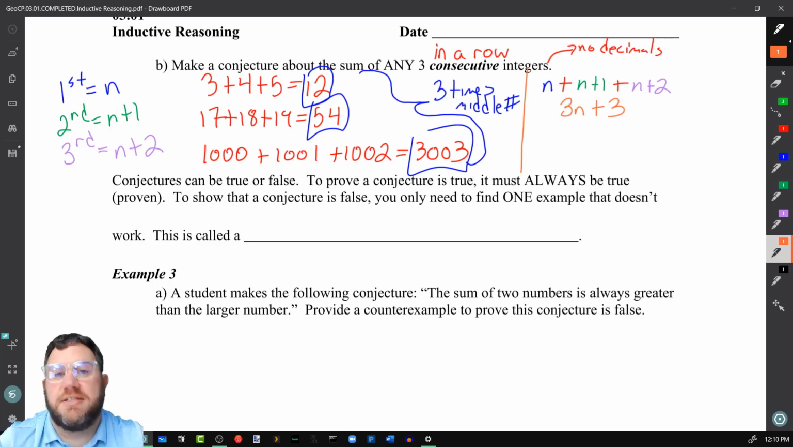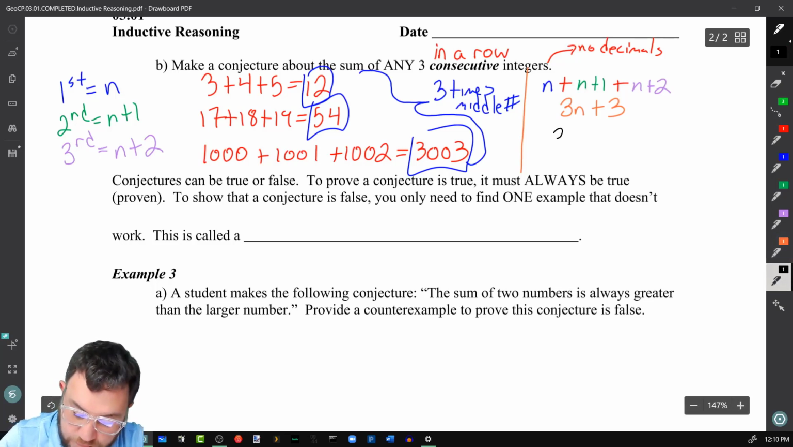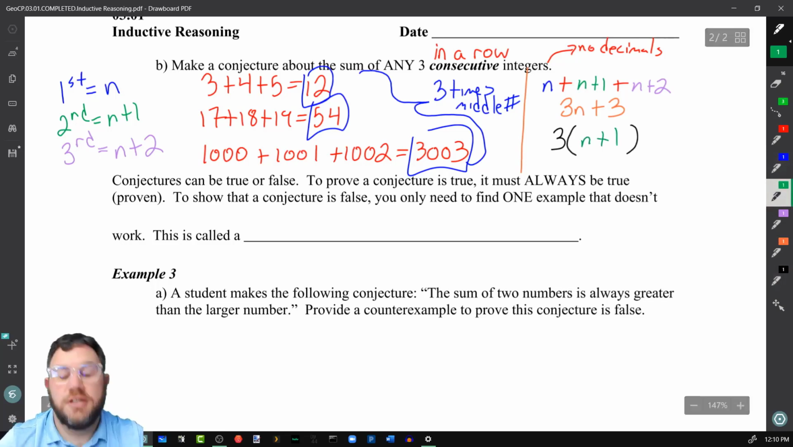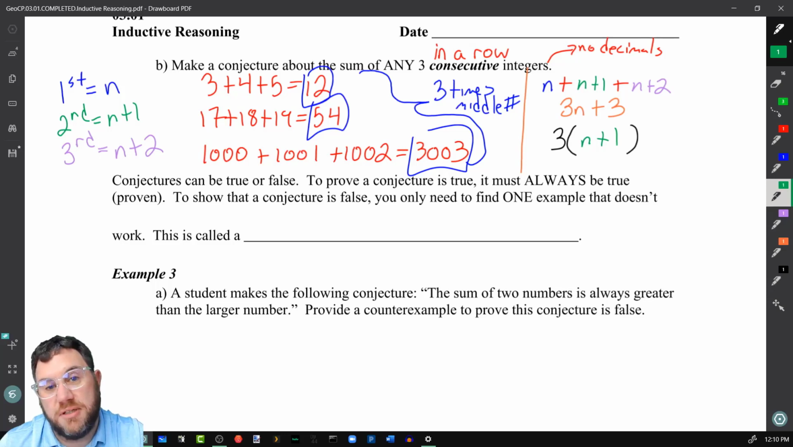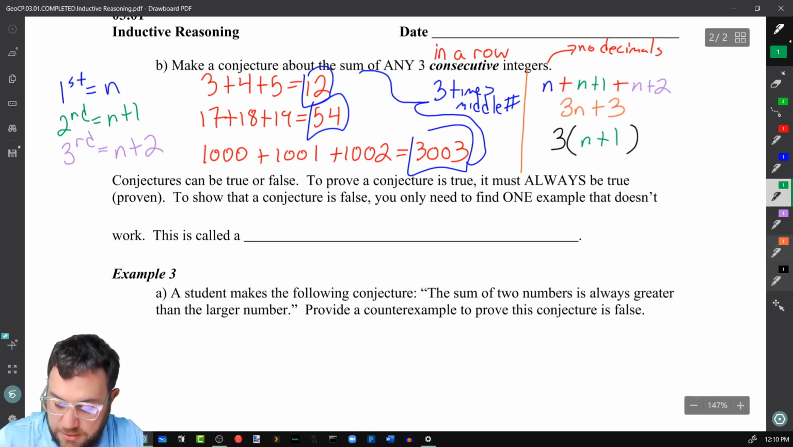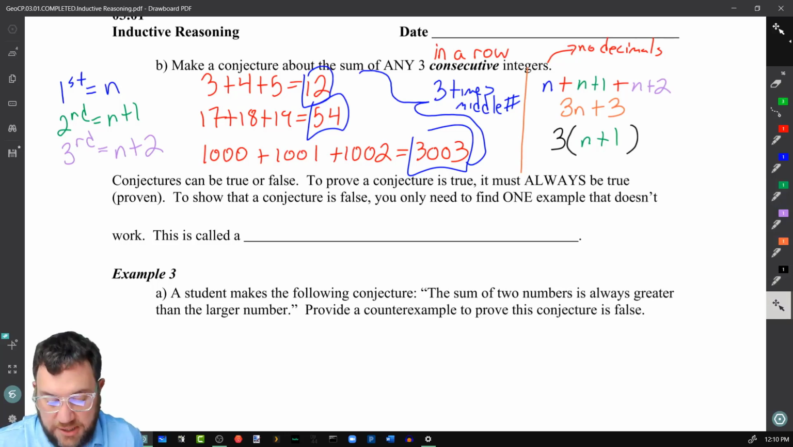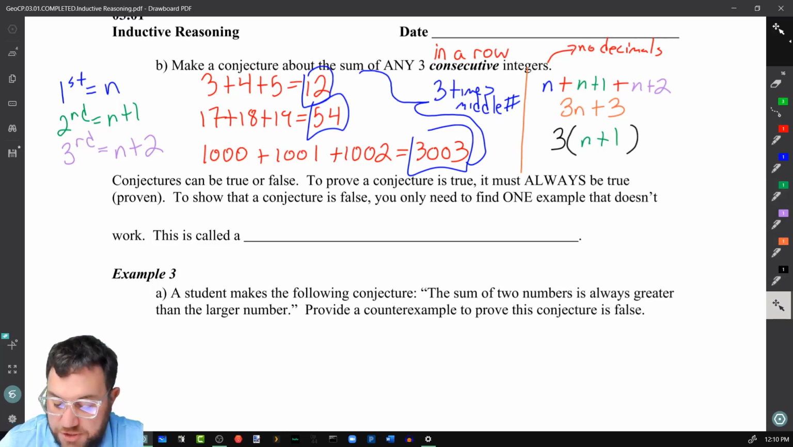Now think back to Algebra 1. You could take a GCF out. So we could take a 3 out, and what is left, n plus 1, well, that was our middle number. So we proved using algebra that our conjecture was right. Most of the time you won't have to be doing the proofs right now. We'll get to that. This was just about making an educated guess.